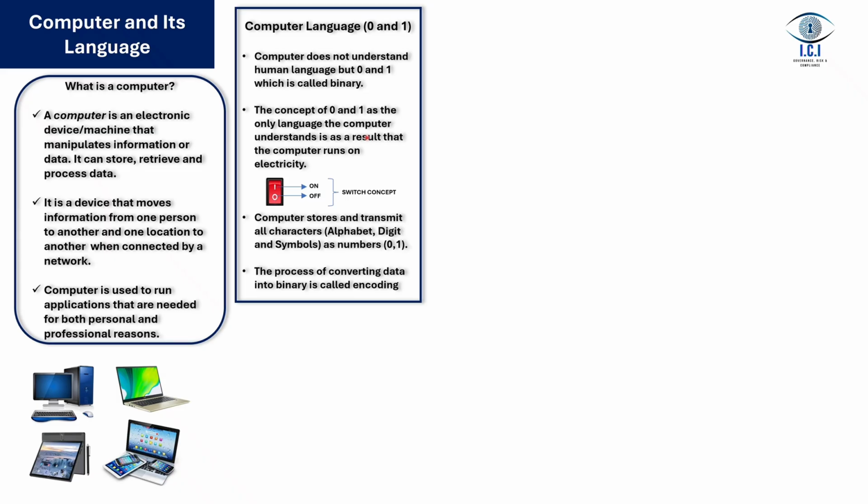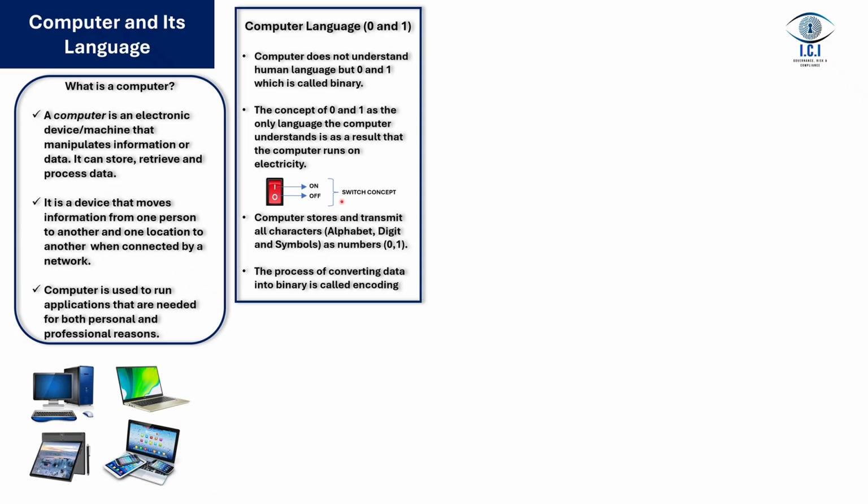Now, the concept of 0 and 1 as the only language the computer understands is a result of the fact that the computer runs on electricity. I actually said this in the first definition of a computer: anything that is connected to a power source, electricity, is known as a computer. Because of this connection to electricity, the language the computer understands can only be 0 and 1. And why is it 0 and 1? Because of the switch concept.